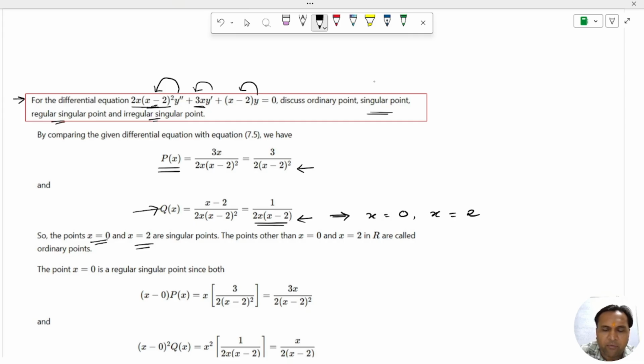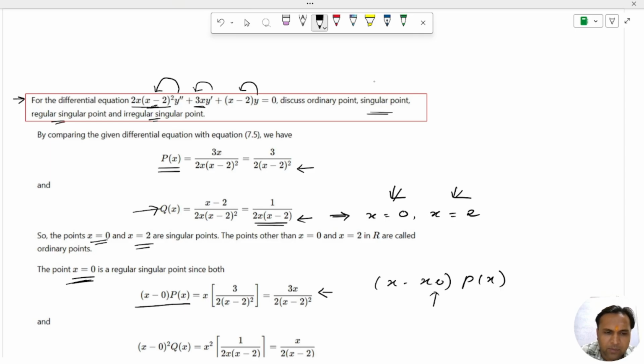Now we have to check whether the points are regular singular or irregular singular. We have to check each and every point. First we check for x equal to 0, after that we check for x equal to 2. For x equal to 0, what is my condition? Here we have to check x minus x0 times px. What is my x0? That is 0. So we check x minus 0 times px. This is my px.